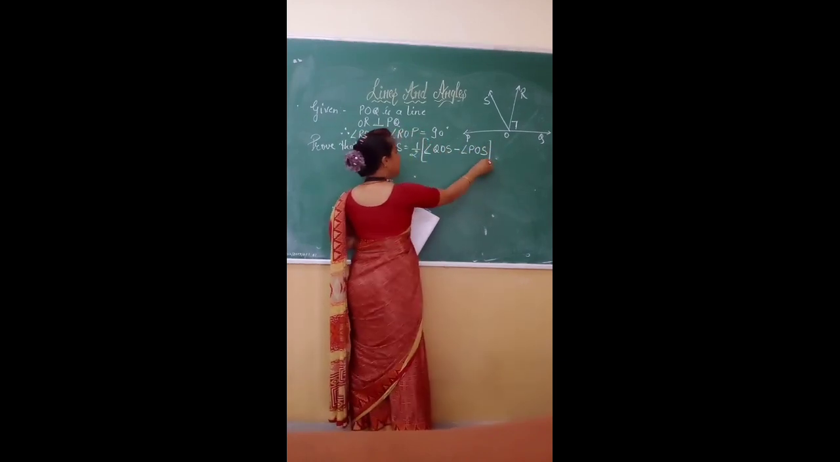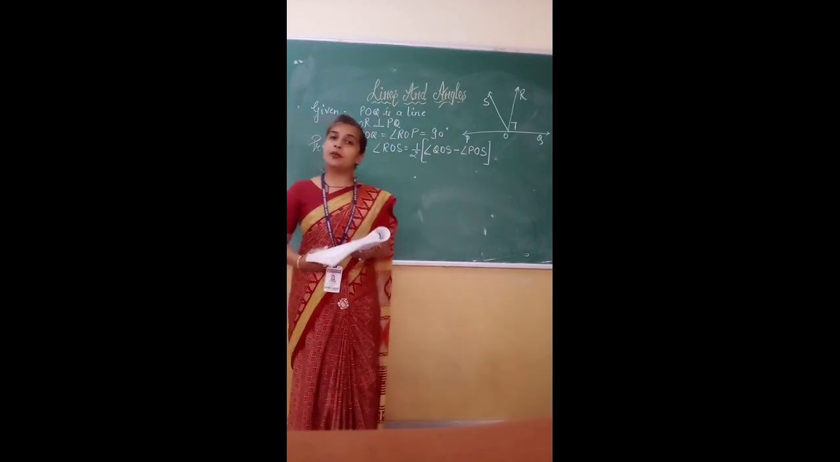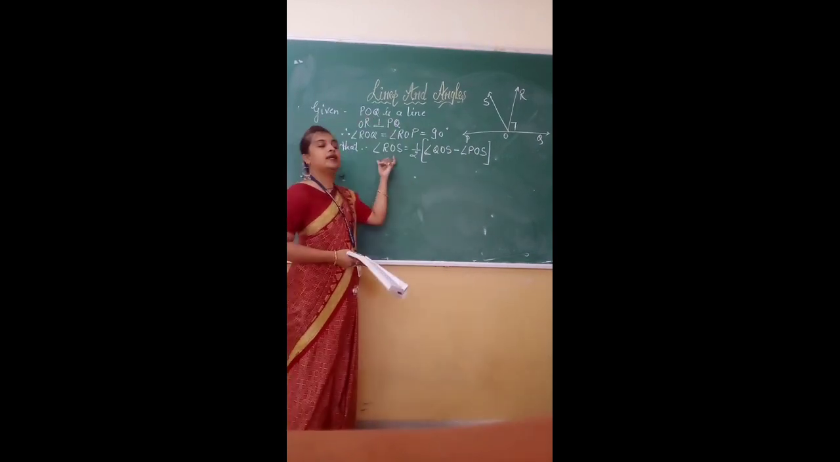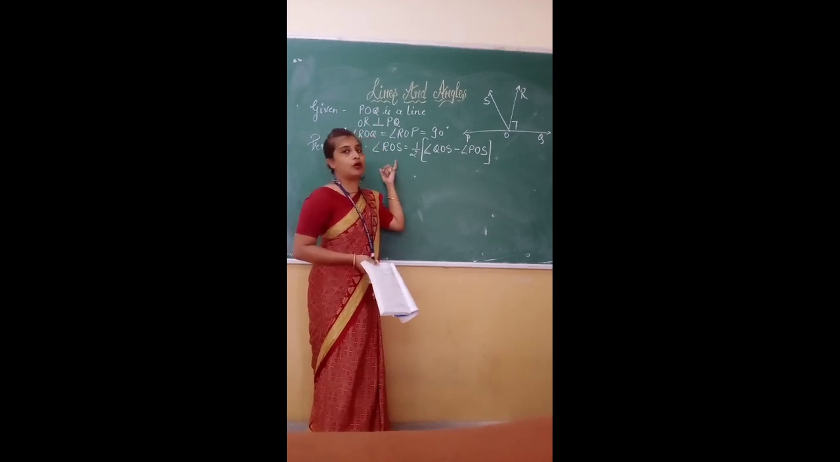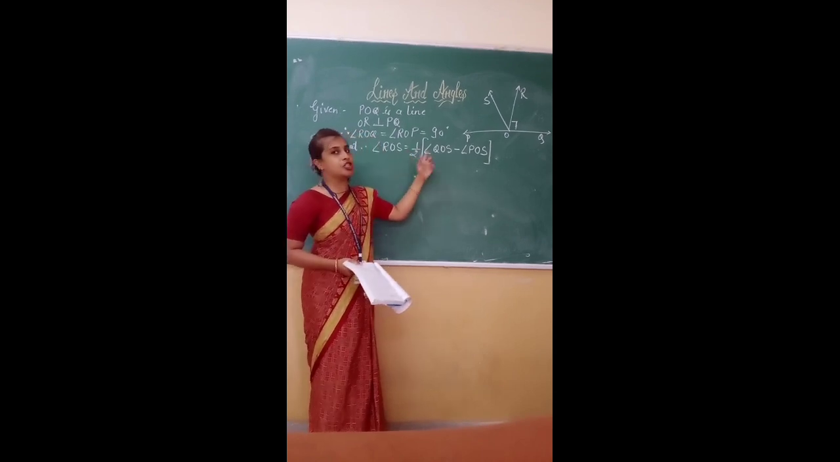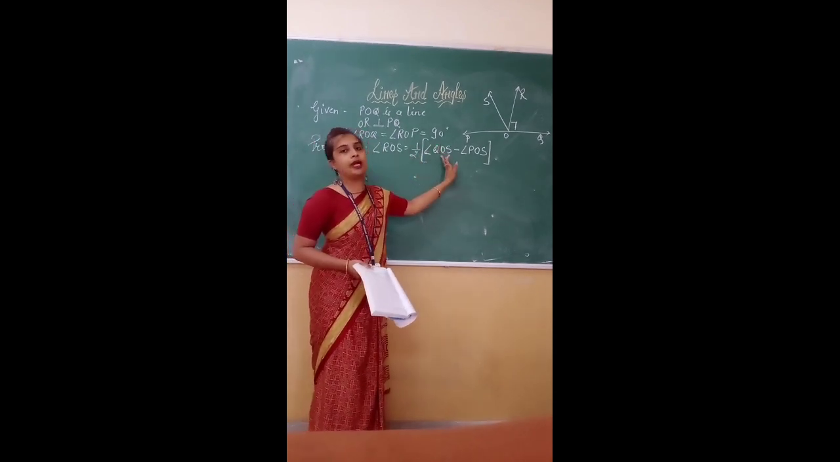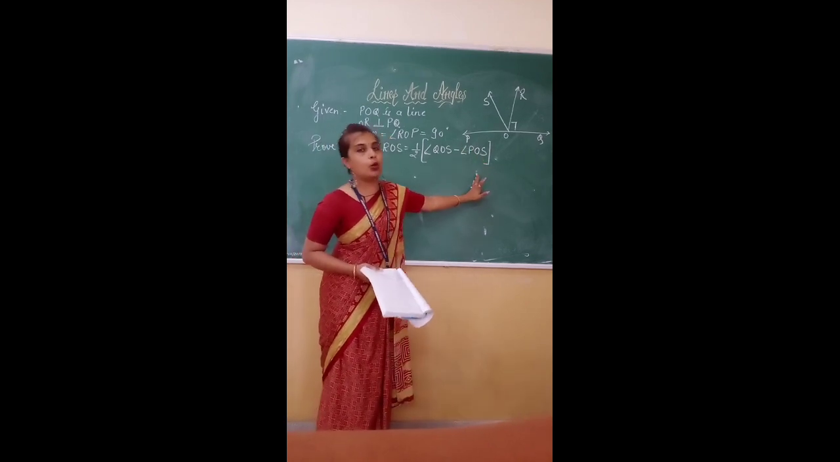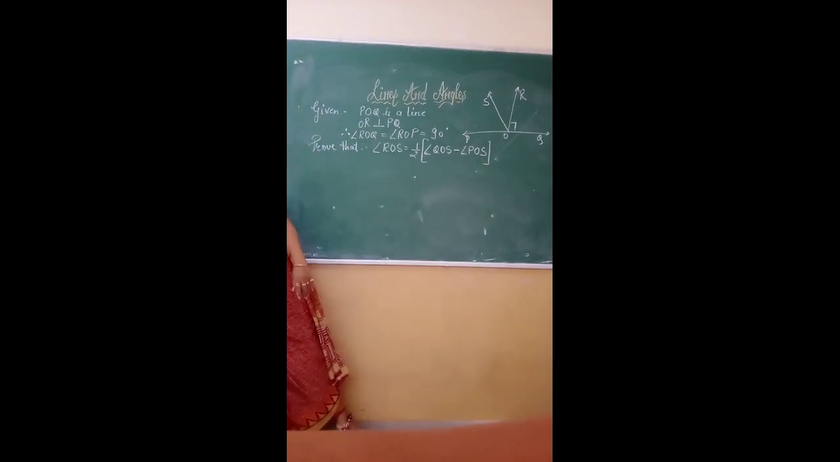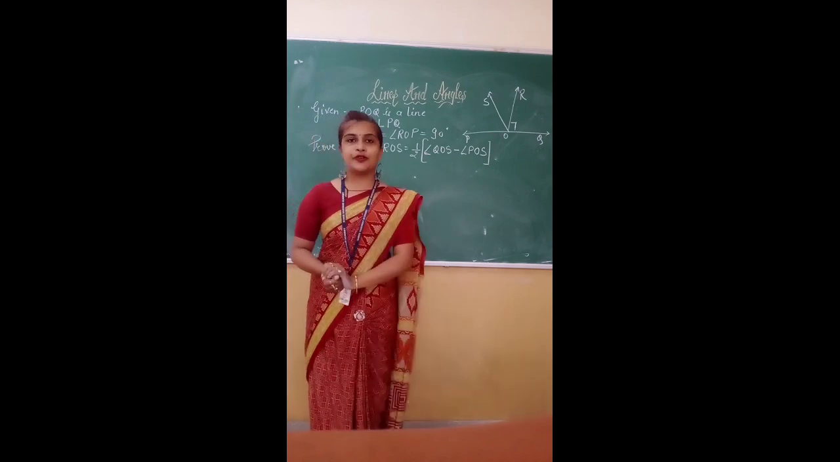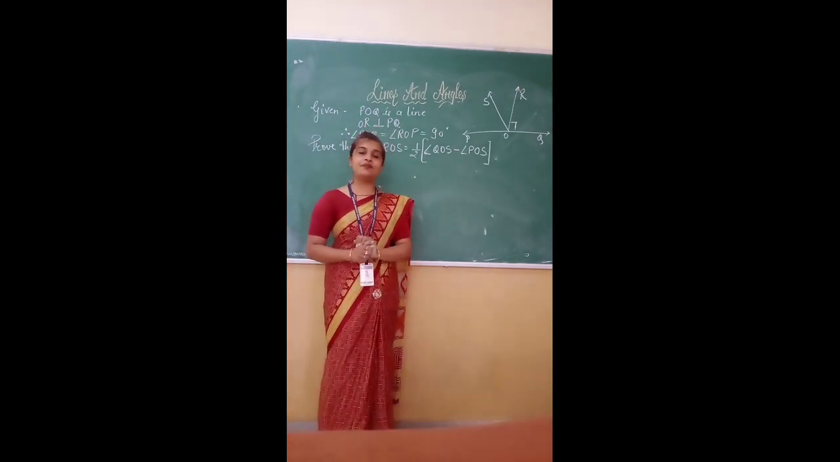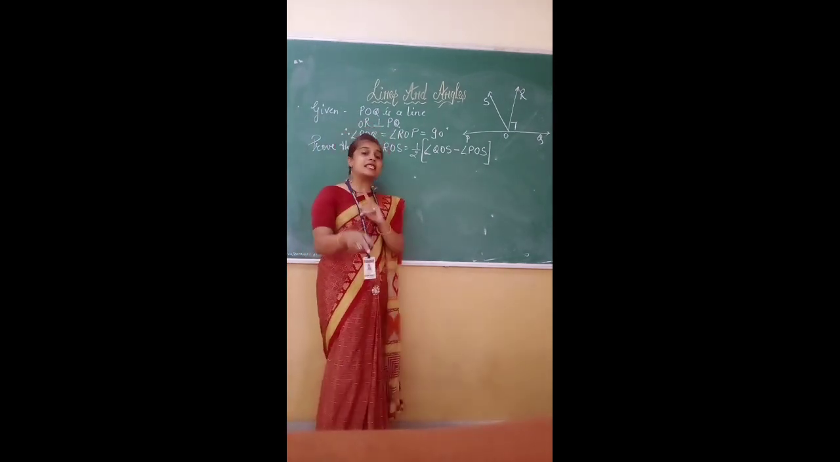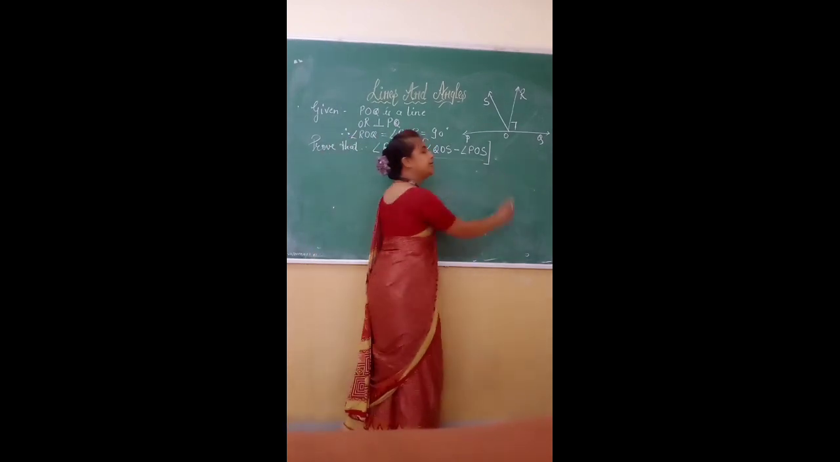This is the part which we have to prove. What do we have to prove here? That angle ROS, the measurement of ROS, is equal to half of QOS minus POS. This part we have to prove here. Now, how will we start to prove this? For this we will start from the right hand side.